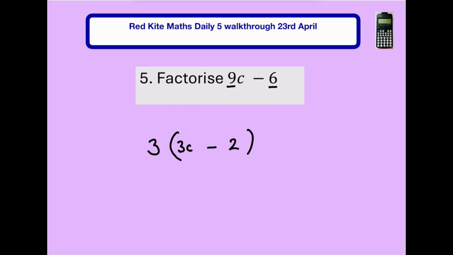Because if we expanded back out, we would do 3 lots of 3c, which is 9c. And then 3 lots of minus 2, which is minus 6. So factorised, that is 3, and then in brackets 3c minus 2.